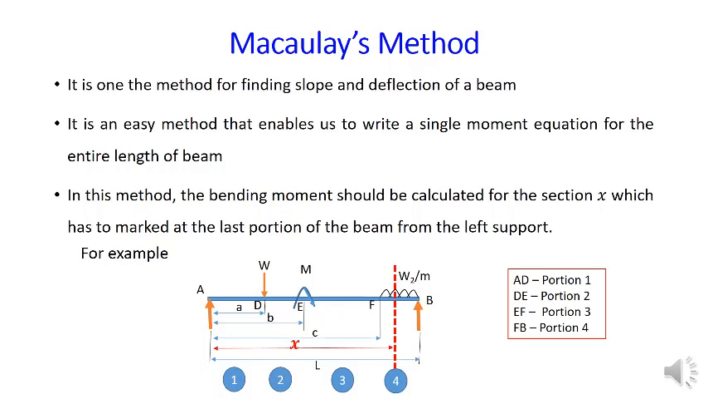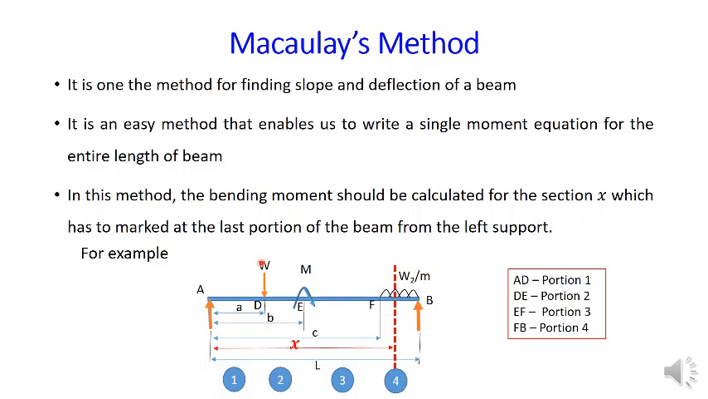So Macaulay's method is one of the methods for finding the slope and deflection of a beam. It is an easy method which enables us to write a single equation. Suppose a beam has multiple loads, we can write a single moment equation easily over the entire length of the beam. In this method, the bending moment should be calculated from the section X.